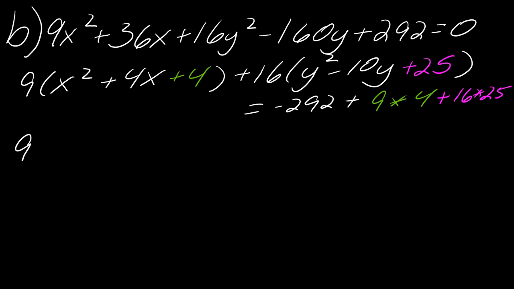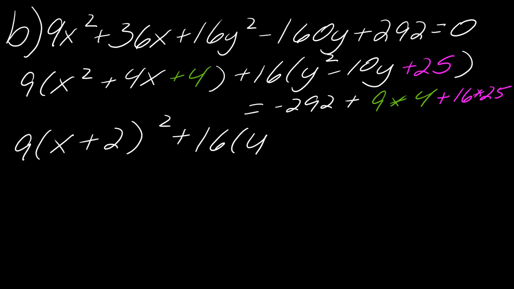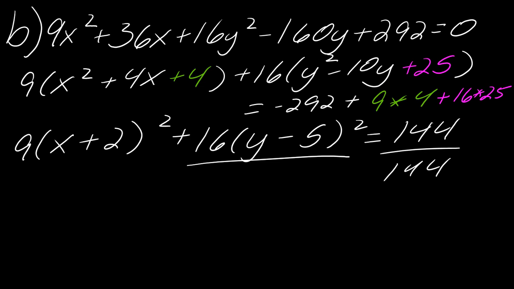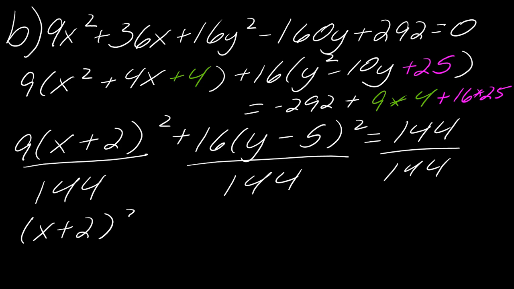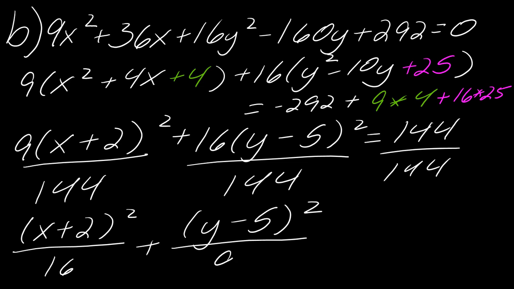Okay, so now I can factor. So this is x plus 2 squared. This is going to be y minus 5 squared. And then this side will be 144. So now I just divide all sides by 144. And so I've got x plus 2 squared over 16. I've got y minus 5 squared over 9, and I've got all of that's going to equal 1. And so there you go.